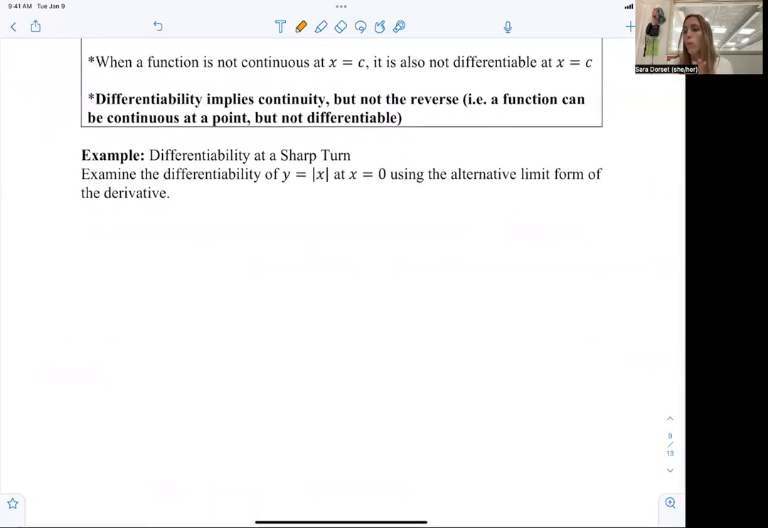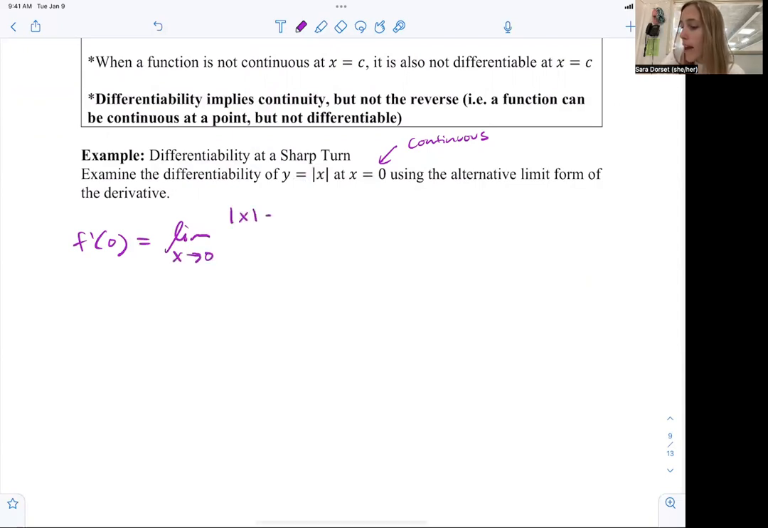So we already looked, right? We looked at this function. We know that it's continuous at x equals 0, but let's look at it from the perspective of this alternative definition of the derivative. So if we were to think about taking the limit as x approaches 0 of absolute value of x minus absolute value of 0 over x minus 0, we end up running into Jumpman again.